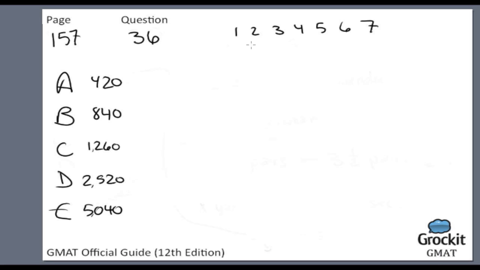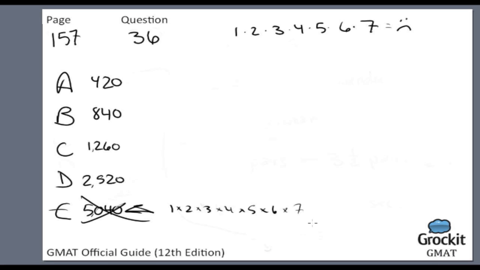Your first instinct may have been to multiply 1 times 2 times 3 times 4 times 5 times 6 times 7, which is an unhappiness-inducing number. It turns out to be this answer down here. And that's not the right answer. While it is true that 5040 does in fact have each of these integers as its factors, it is not the lowest positive integer divisible by each of those numbers.